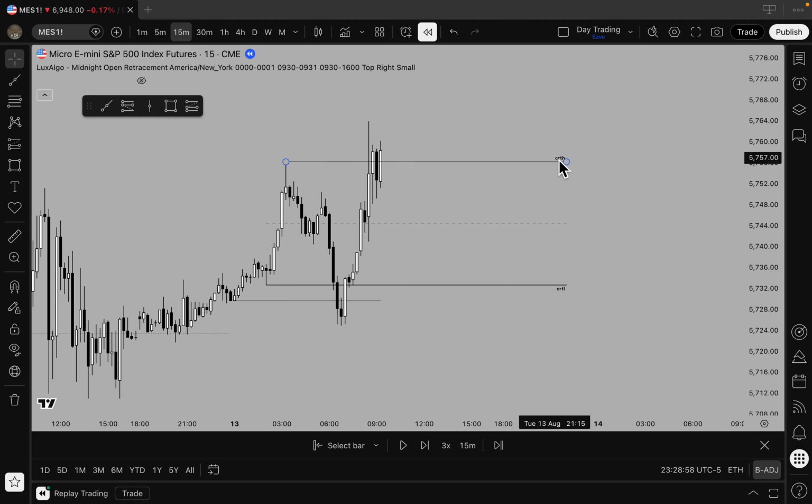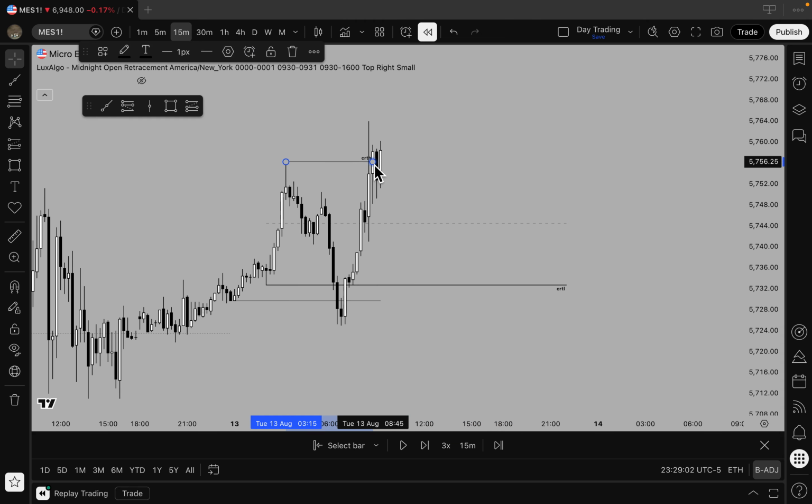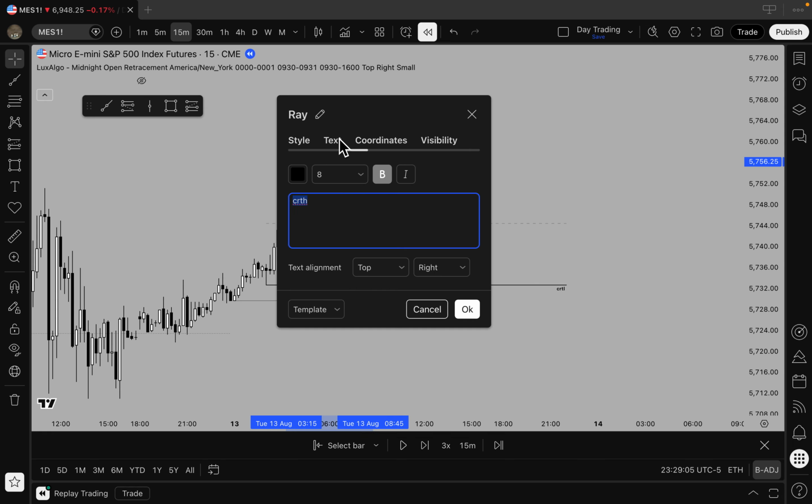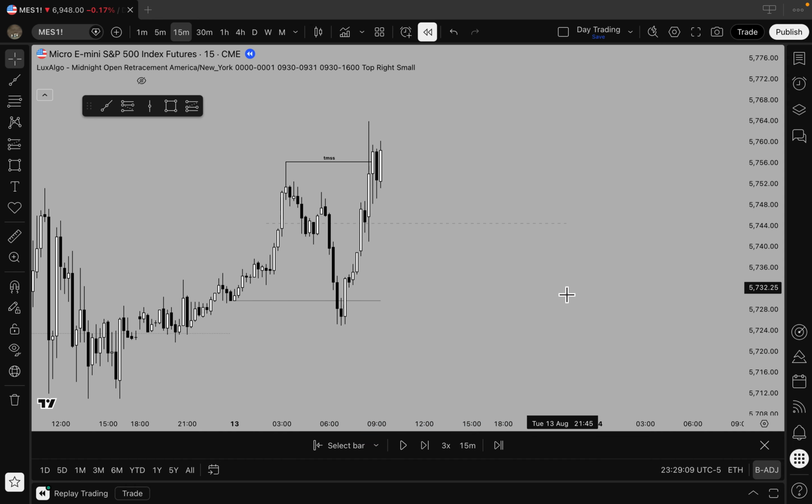So because of this close above the range, this is when we get a lower time frame market structure shift. And again, it doesn't have to make sense yet. I'm just trying to show you how everything is.